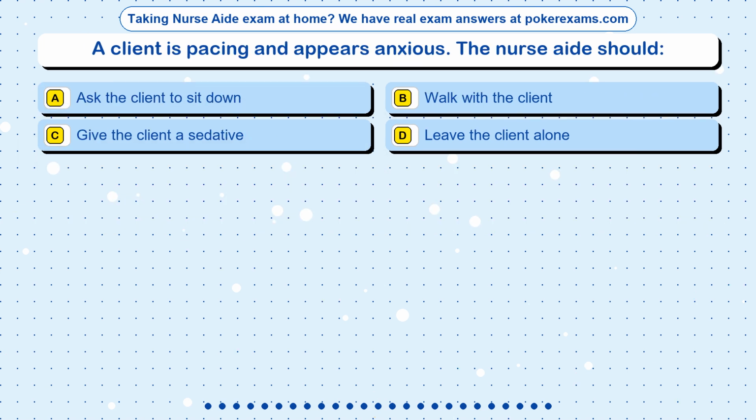Question 17. A client is pacing and appears anxious. The nurse aide should: Option A, ask the client to sit down. Option B, walk with the client. Option C, give the client a sedative. Option D, leave the client alone.